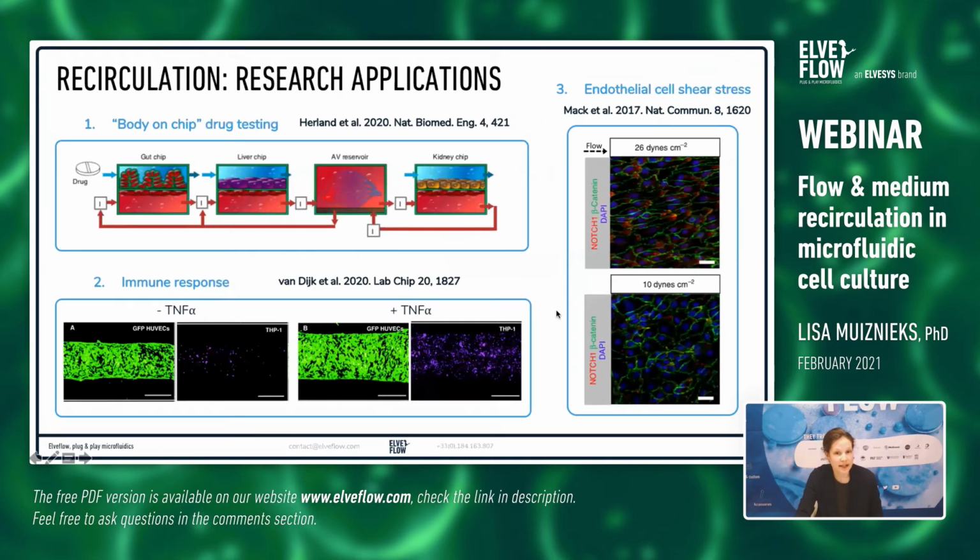Finally, I'll spend the last few minutes describing some recent studies that have really advanced the state of the art using dynamic cell culture, in part due to the addition of recirculation. Firstly, coupling organ models for improved drug testing, then adding immune cells to study an immune response, and lastly, adding shear stress to study mechanosensors.